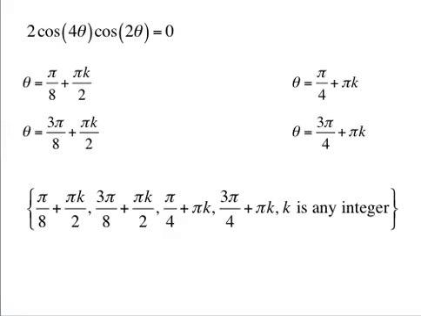So we write the answer that way. Pi over 8 plus pi k over 2, 3 pi over 8 plus pi k over 2, pi over 4 plus pi k, 3 pi over 4 plus pi k, where k is any integer.